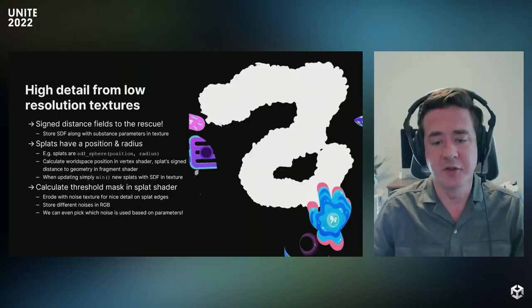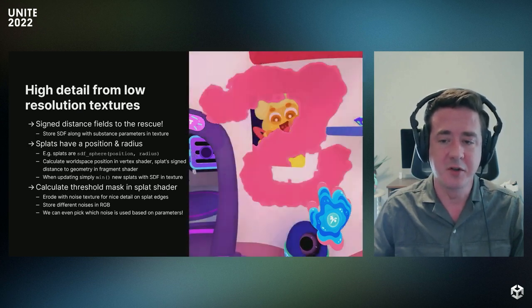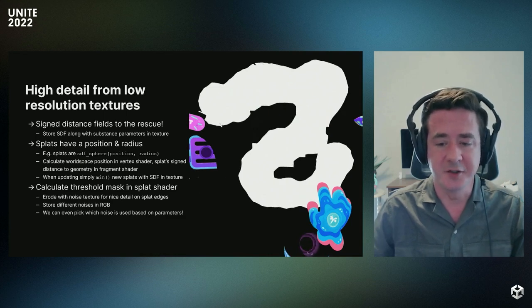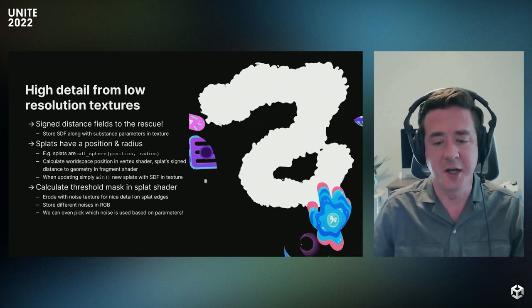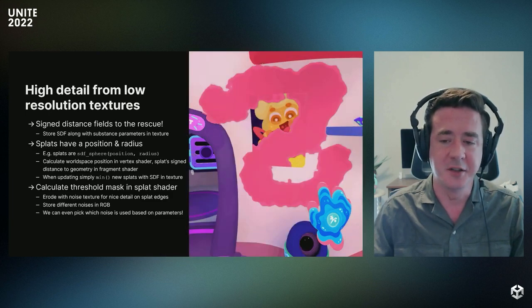And so from there, we can then create a mask by using a threshold operation on the SDF values. This allows us to create a nice silhouette. And of course, we can then use some noise stored in textures as well to erode away the edge to give us a nicer kind of high frequency detail along the silhouette of the splats. And since we're using a texture for noise, we can store different types of noise in the RGB channels, and then potentially even blend between the noises based on some of those substance parameters to control the shape of the splat based on the substance.